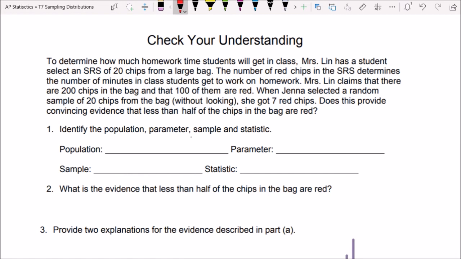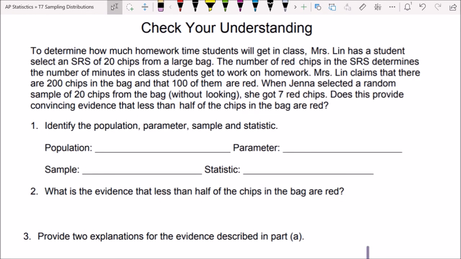So maybe I could imagine a classroom where a student pulls up, they go, hey, wait a minute, I should have had 9 or 10 or 11 chips. Why am I getting 7 chips if half of them are truly red? So that's what we're going to answer: is this evidence strong enough? Okay, let's do some identification and practice first, though. So, population, parameter, sample, and statistic. Sample is always easy. That's the 20 chips Jenna pulled.